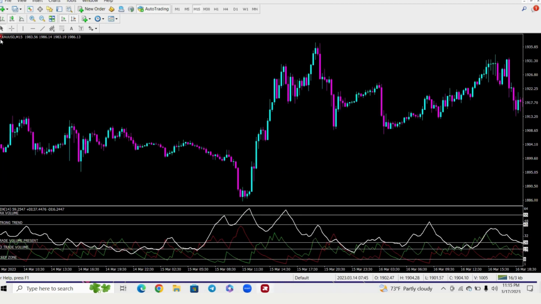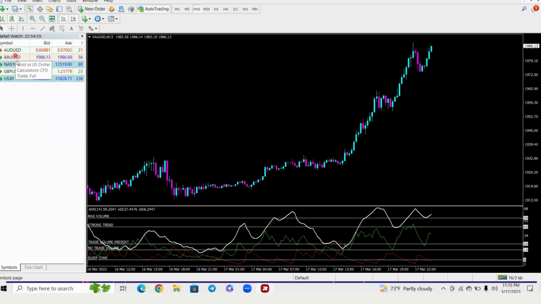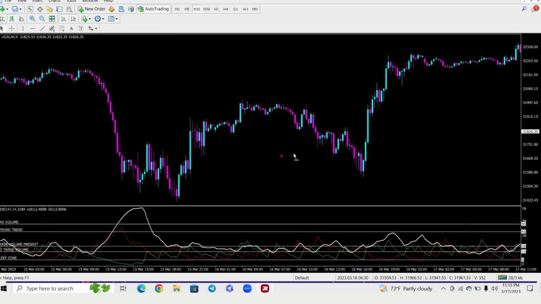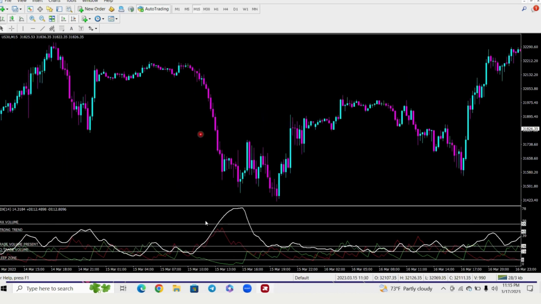Let's go to another pair. We'll look at maybe US 30 or so. Let's see. Let's look at US 30. Okay. So I know everybody likes US 30. I know I do. So just like this, prime example. Look at this beautiful move.